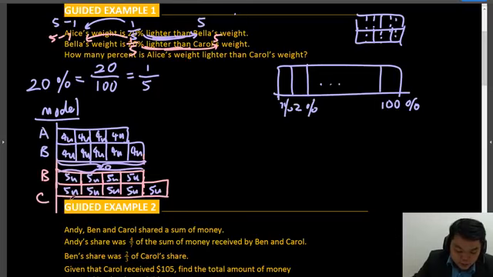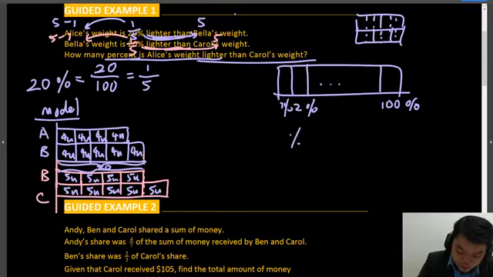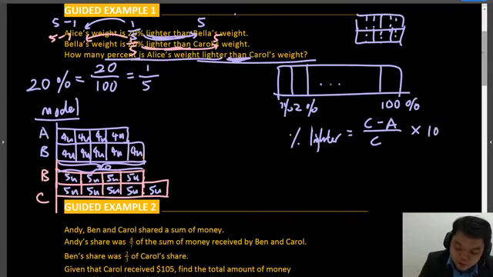So between A and C, how is percentage difference defined? In this case, it's specifically how much lighter is Alice's weight compared to Carol's weight. So over here, the percentage difference is equal to Carol minus Alice's mass, and because you are comparing this against Carol, Carol will be the base or the denominator. Then we multiply this by 100%.